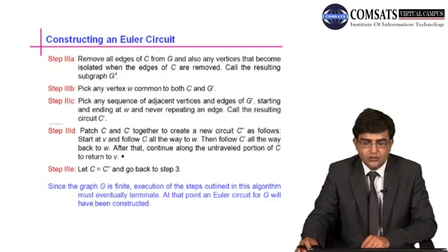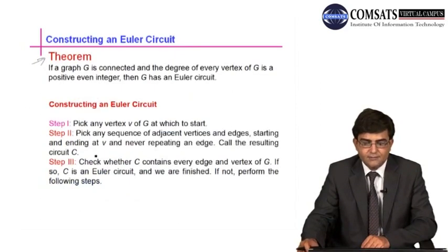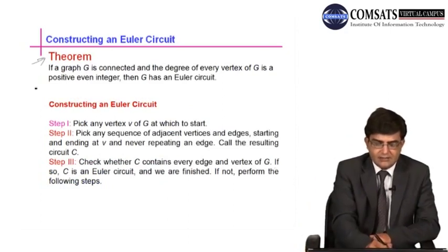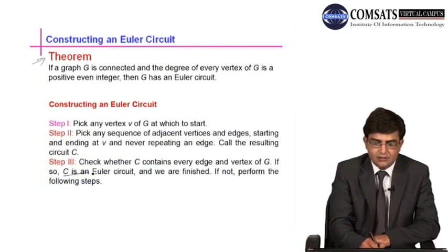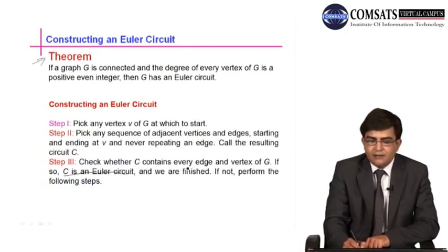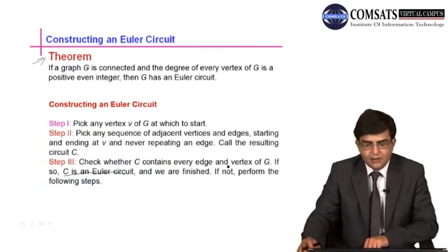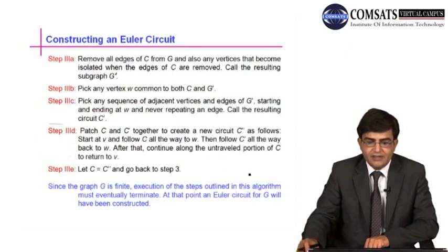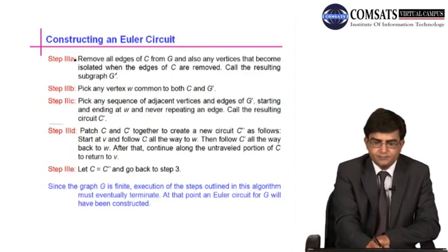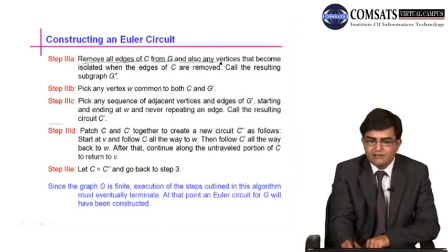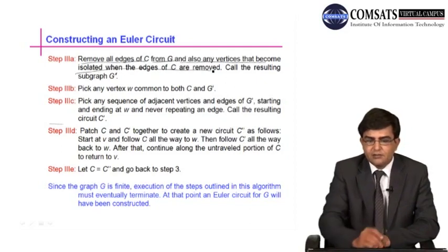So what do we do next? If C is an Euler circuit, then we have finished. If not, perform the following steps. Now we perform step 3a. Remove all edges of C from G, and also any vertex that becomes isolated when the edges of C are removed.